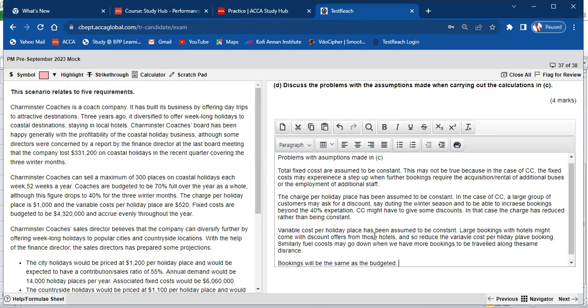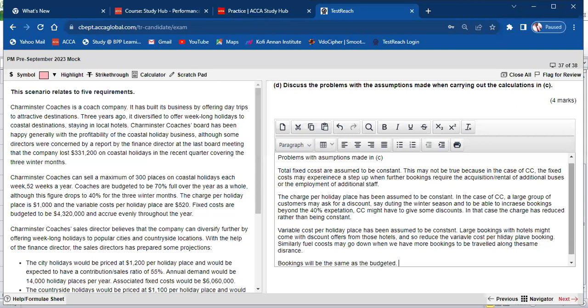If that is the case, then it means that the bookings are not the same as those who traveled. So in that case, the assumption that you get the revenue from all those travelers doesn't work. And if it doesn't work, then clearly the assumption has limited the usefulness of CVP analysis, if you get what I mean. So, discuss the problems with the assumptions made. That's what has been done.